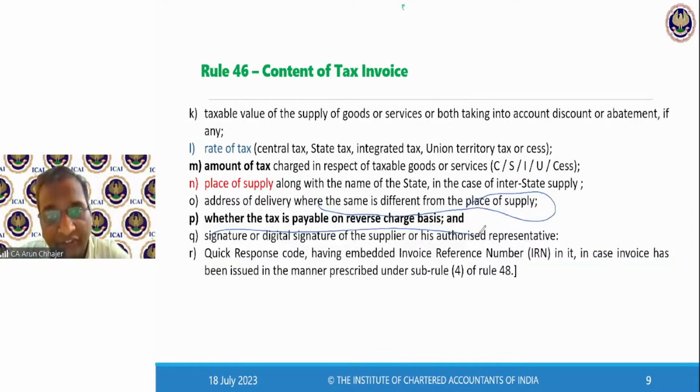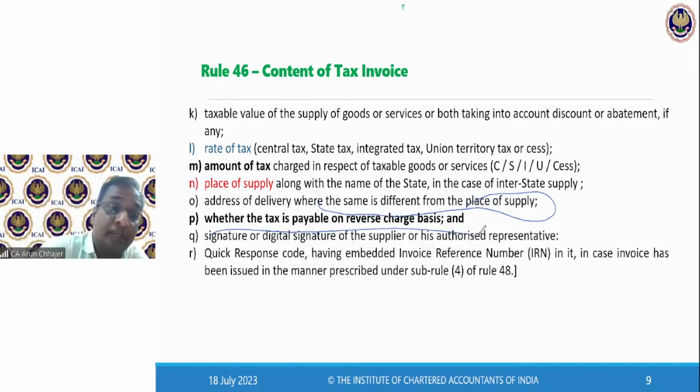So if I am advocate and I am registered in the GST, when I will issue the tax invoice to you, because I am registered, I have to issue the tax invoice. But when I will issue the tax invoice to you, I will mention the tax is payable under reverse charge because of the clause P.